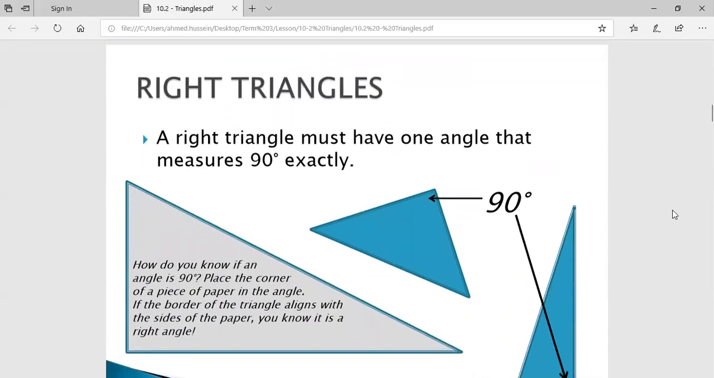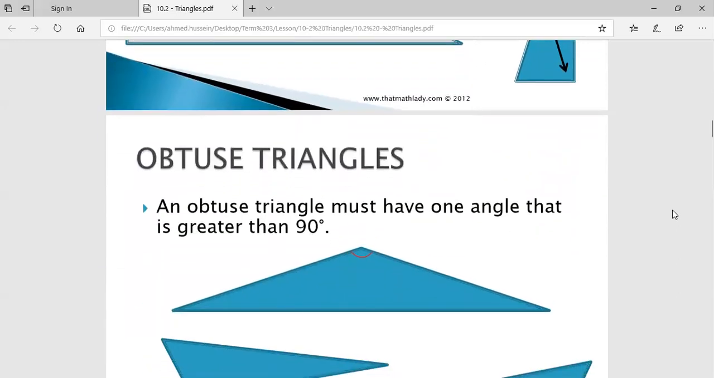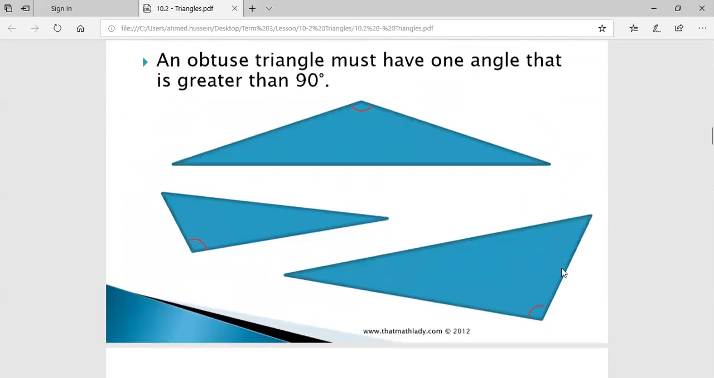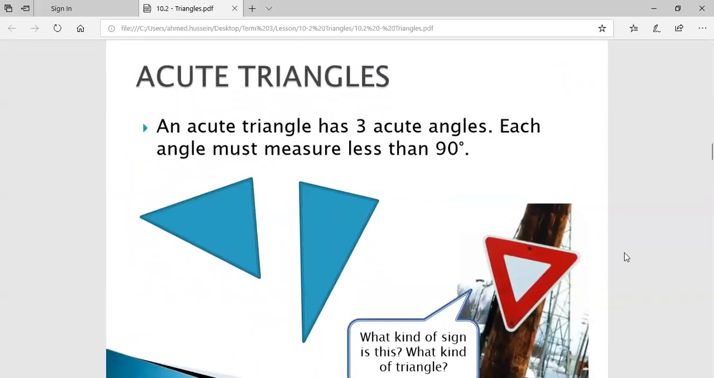The right triangles must have one angle that measures exactly 90 degrees. The obtuse triangle should have one angle that measures more than 90 degrees, and more than 90 degrees means obtuse angle. And the acute triangles should have three angles that are less than 90 degrees, all of them less than 90 degrees, or three acute angles.